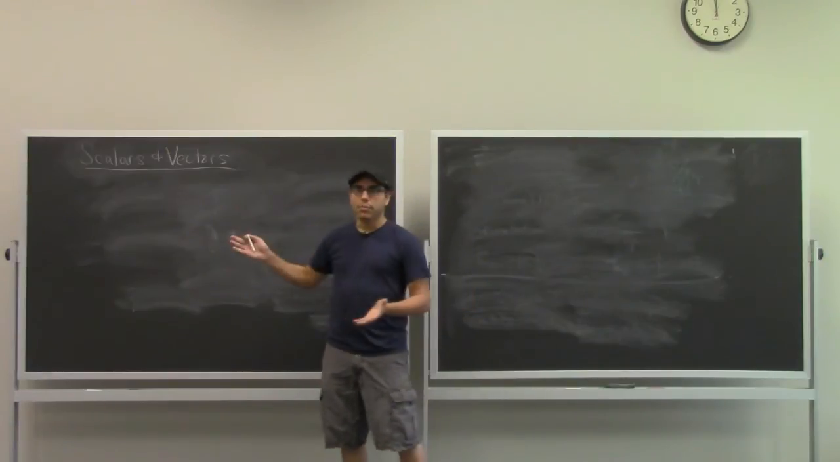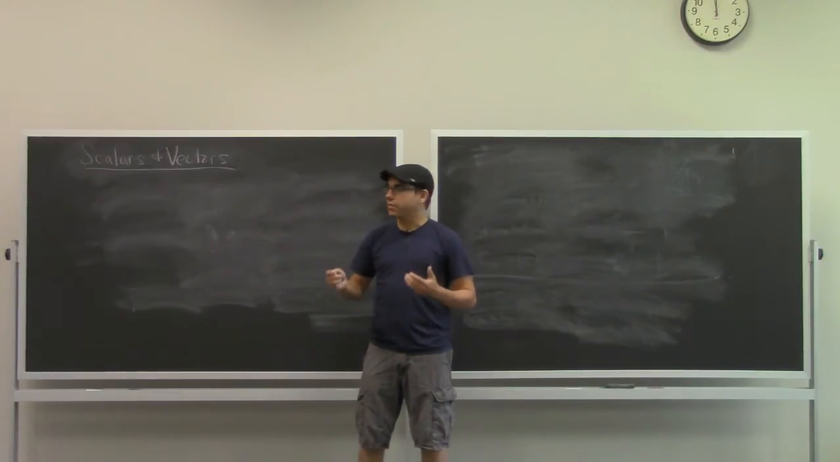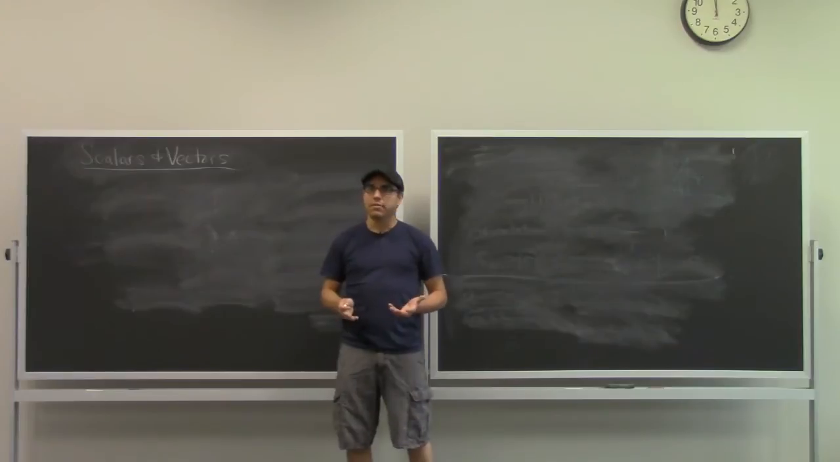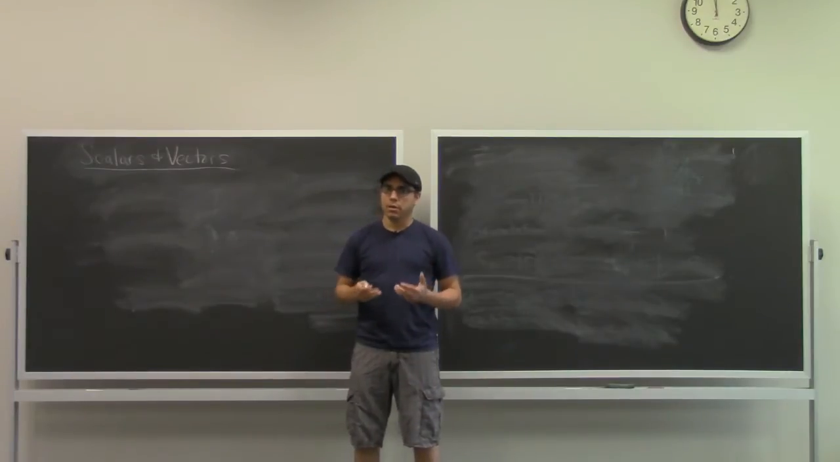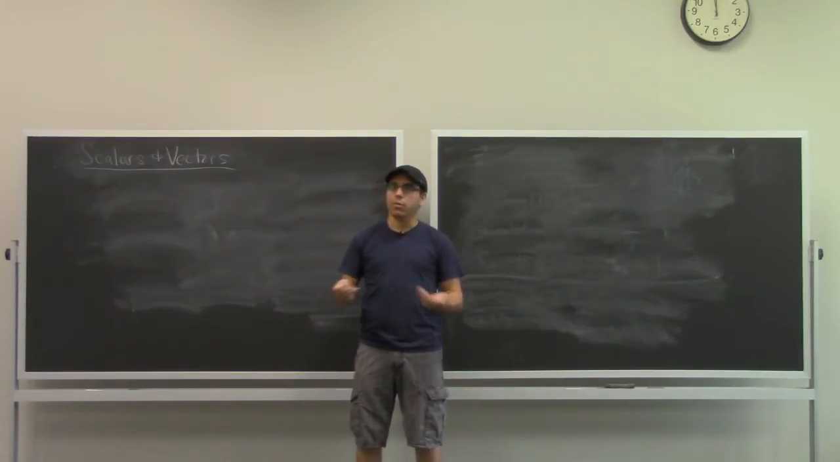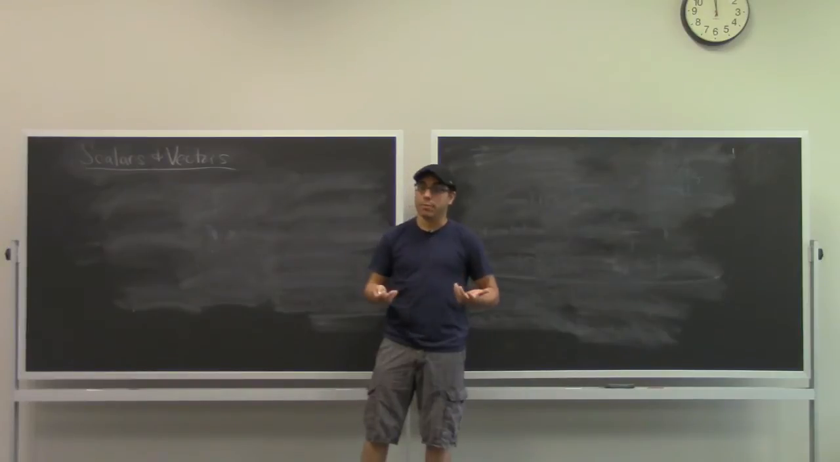All right, I'm going to tell you a little bit about scalars and vectors in this video. I'm going to start with just defining scalars and vectors. Then we're going to talk a little bit about vectors and their properties. We'll talk about how we represent them mathematically and graphically, and how we coordinate between those two representations.